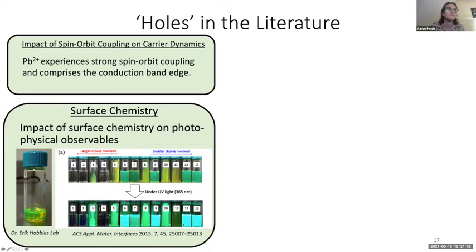And even non-polar solvents have the potential to darken them. So they have a very peculiar surface chemistry in that the ligands aren't very tightly bound. So there's a lot of research in that area.